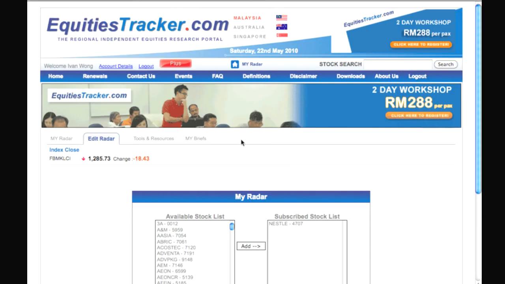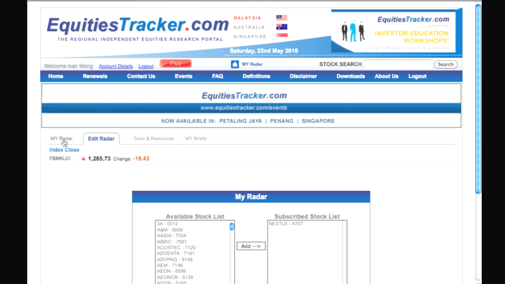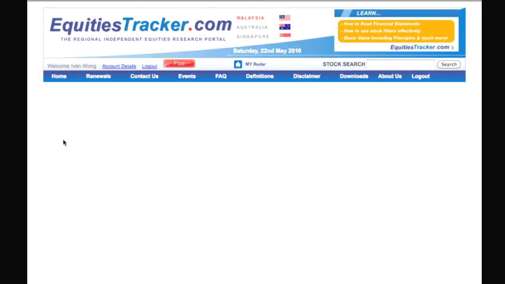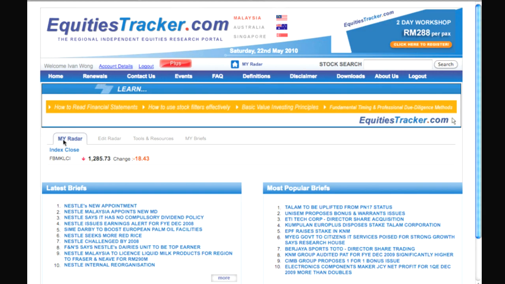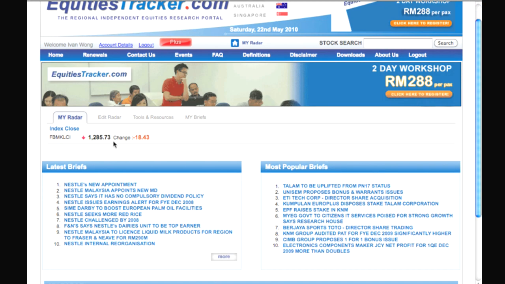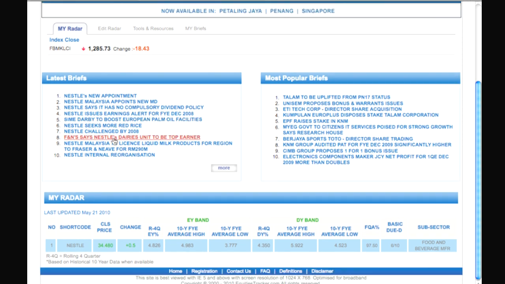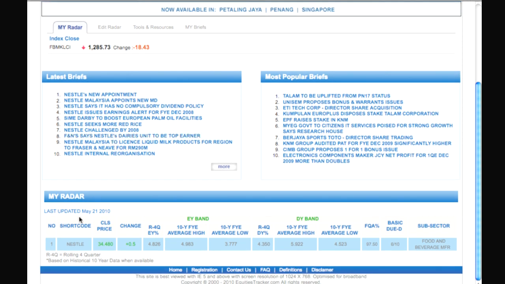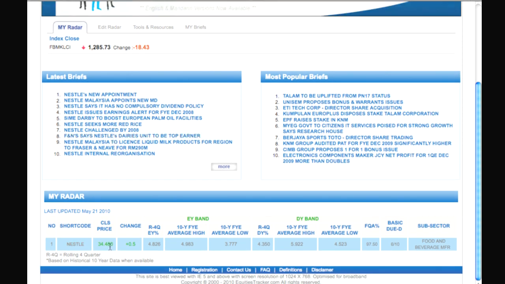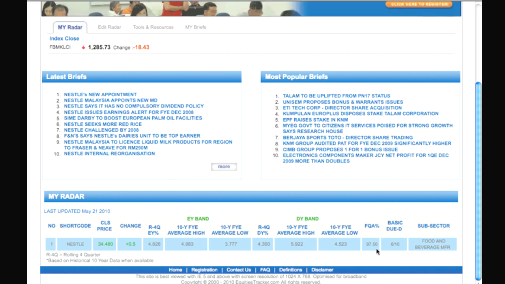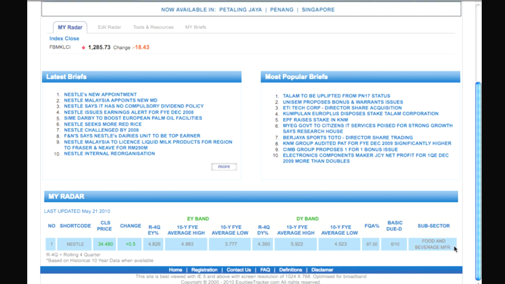The radar screen is where shortlisted companies who meet all criteria are monitored. Simply select the company name on the available stock list and click Add. The company will appear on the subscribed stock list. Click on My Radar to see the entire list of selected stocks. Note that My Radar will provide the following information like day's closing price, rolling 4 quarters earnings yields versus its historical average high and its historical average low, and related news briefs.